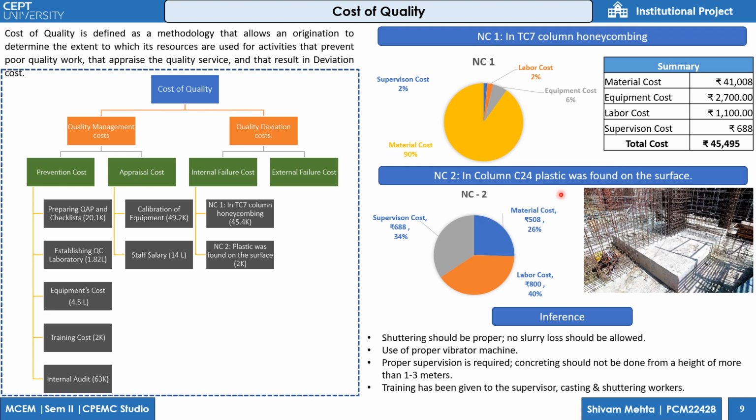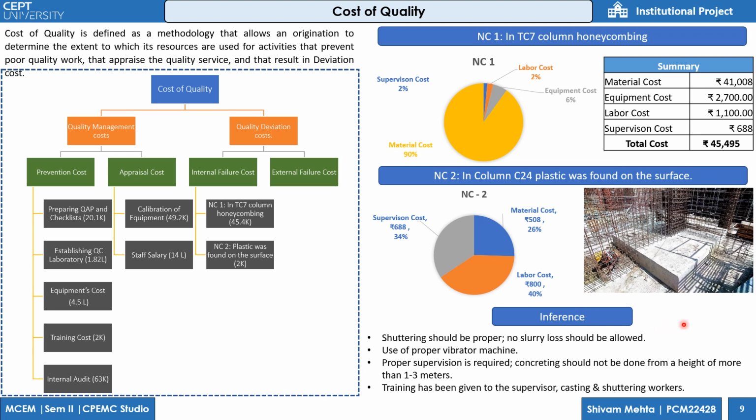Then NC2, where the plastic was found in C24, the maximum cost was in labor at 40%, which is 800, followed by supervision cost at 34% with 688, then material cost, which is 26%, which is 508 rupees.